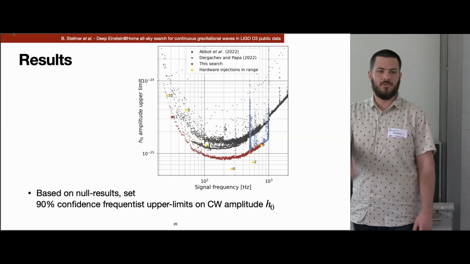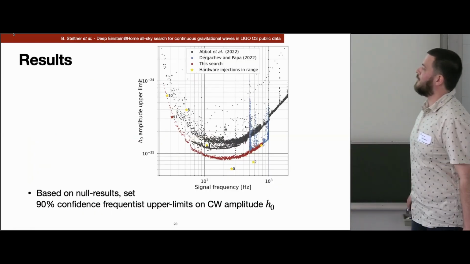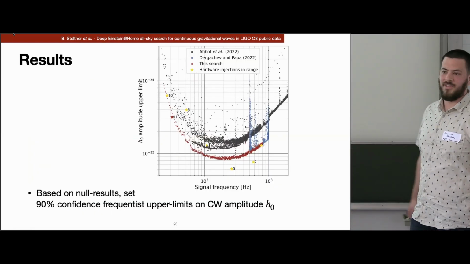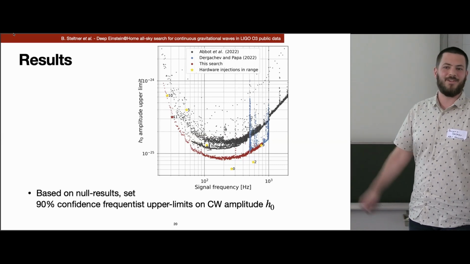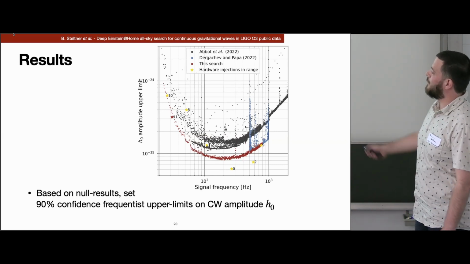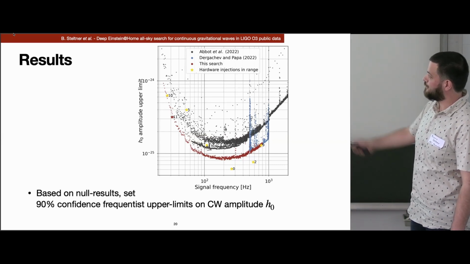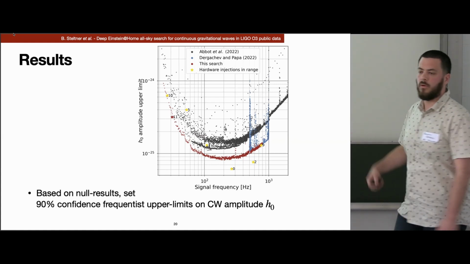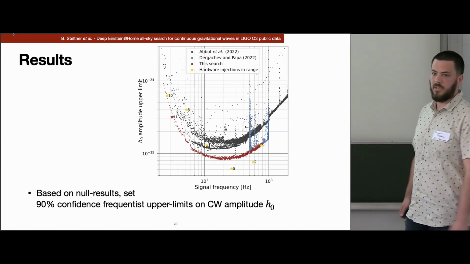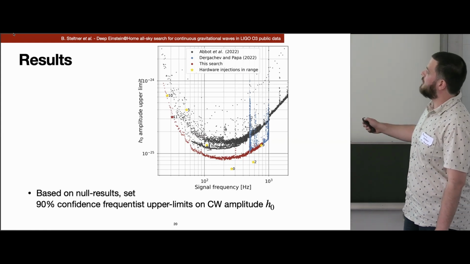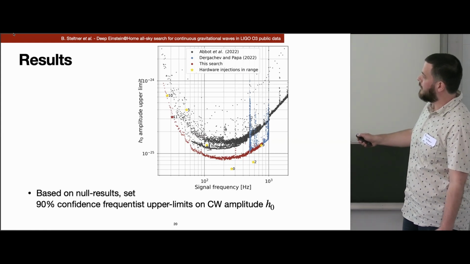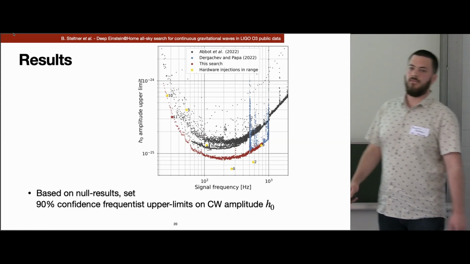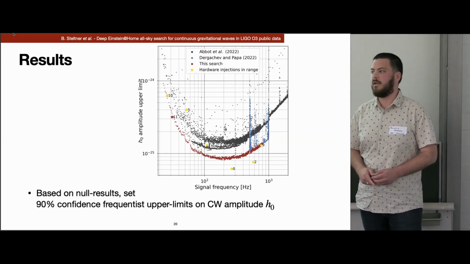So, as Gianluca already told you, we did our usual game of setting 90% confidence frequentist upper limits on the gravitational wave amplitude, which is this red curve here. I also show the blue curve, which is the Falcon or complementary Falcon pipeline for small ellipticity sources, and in gray, black, whatever, the pipelines of the LIGO collaboration.